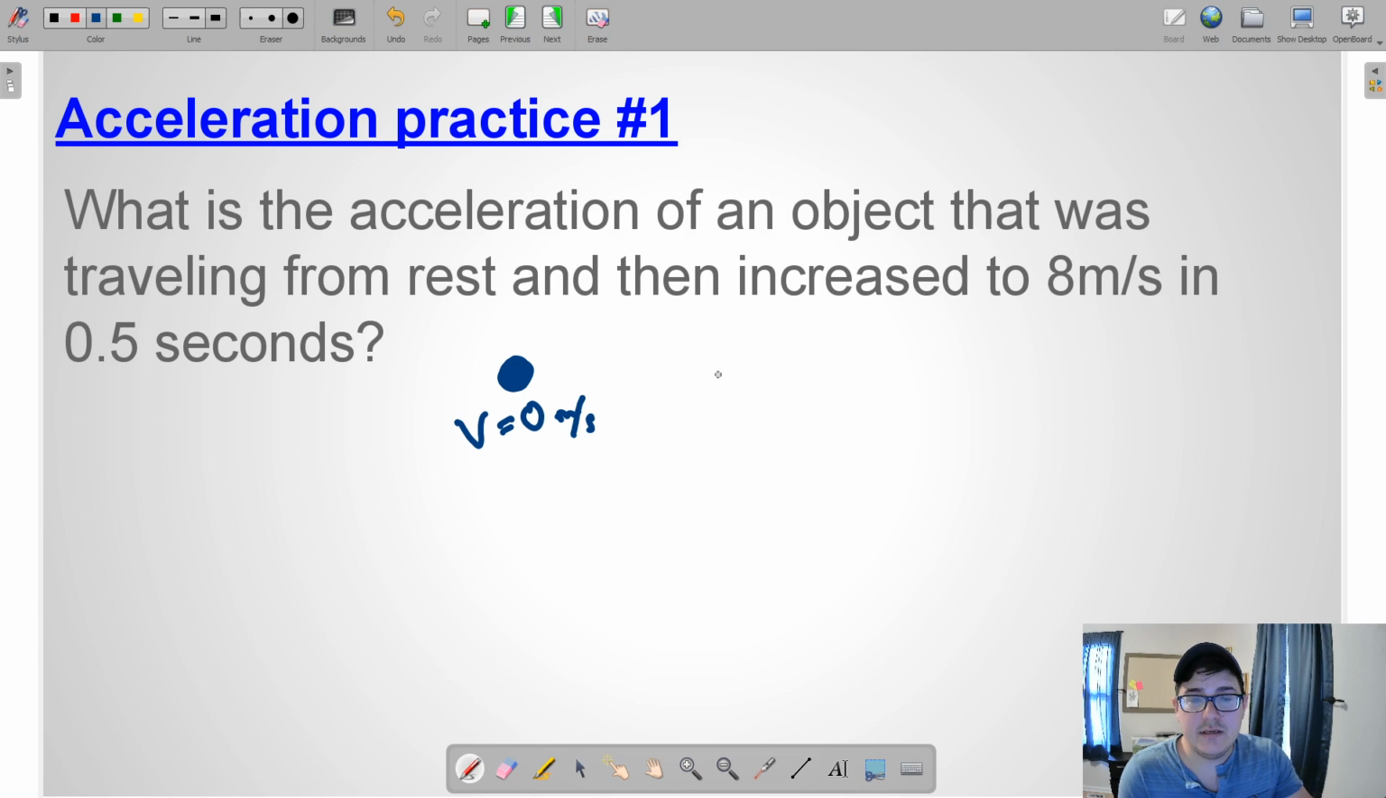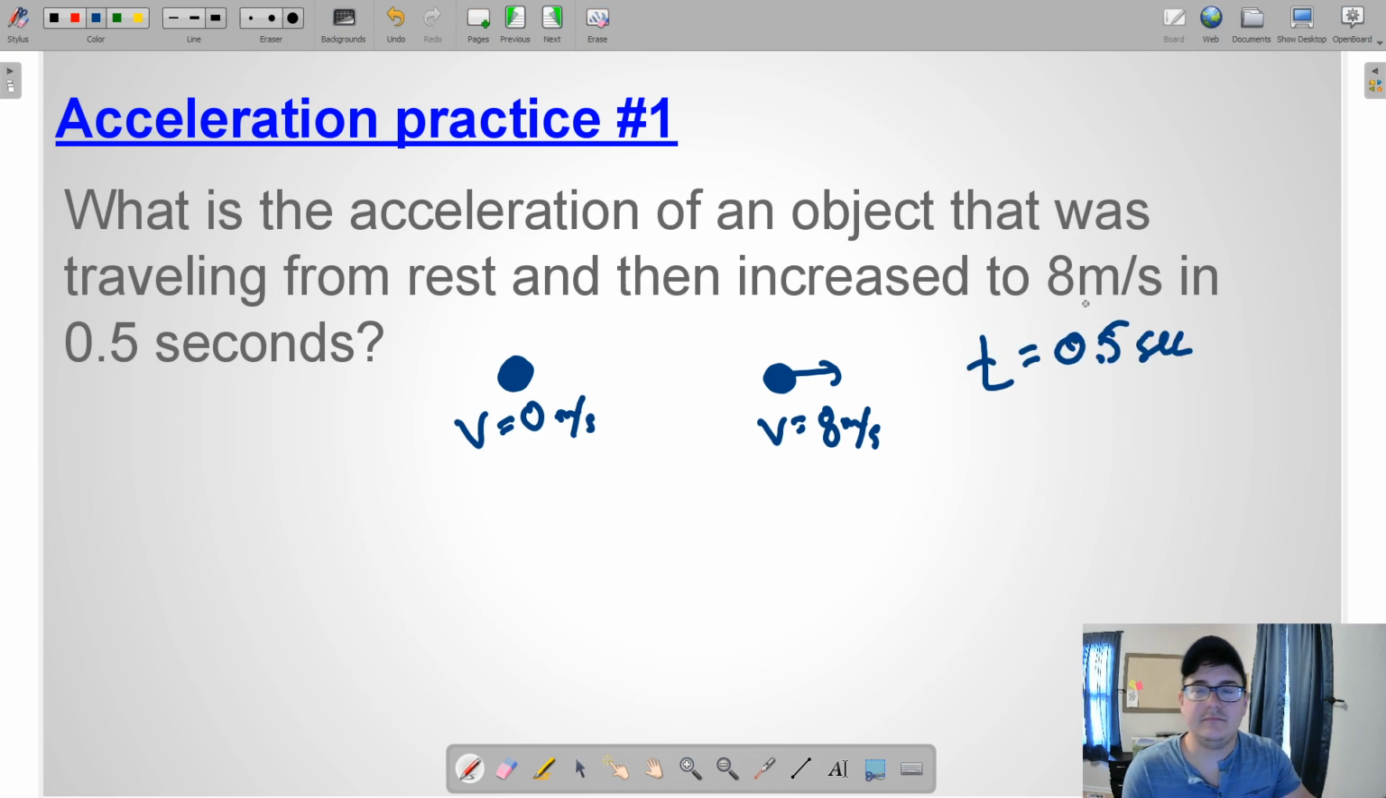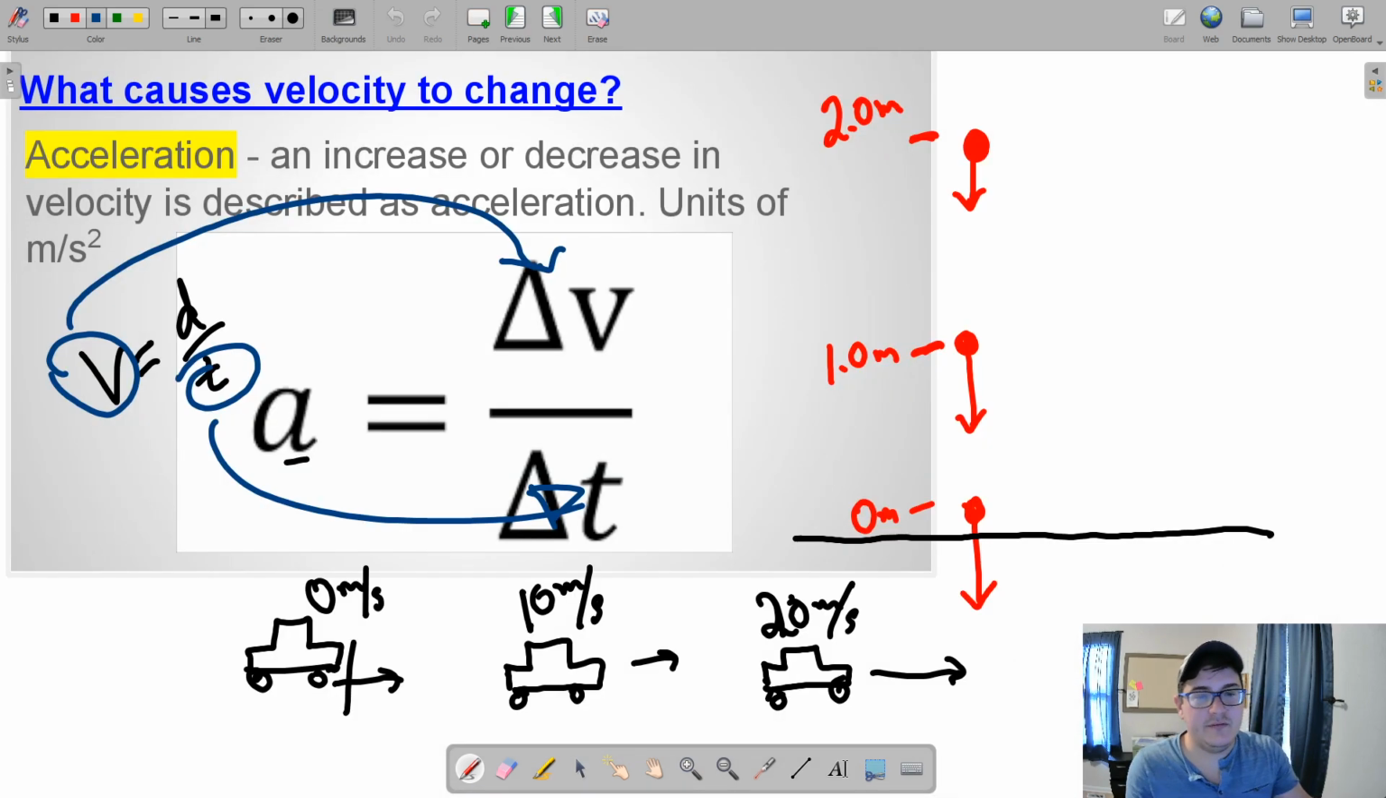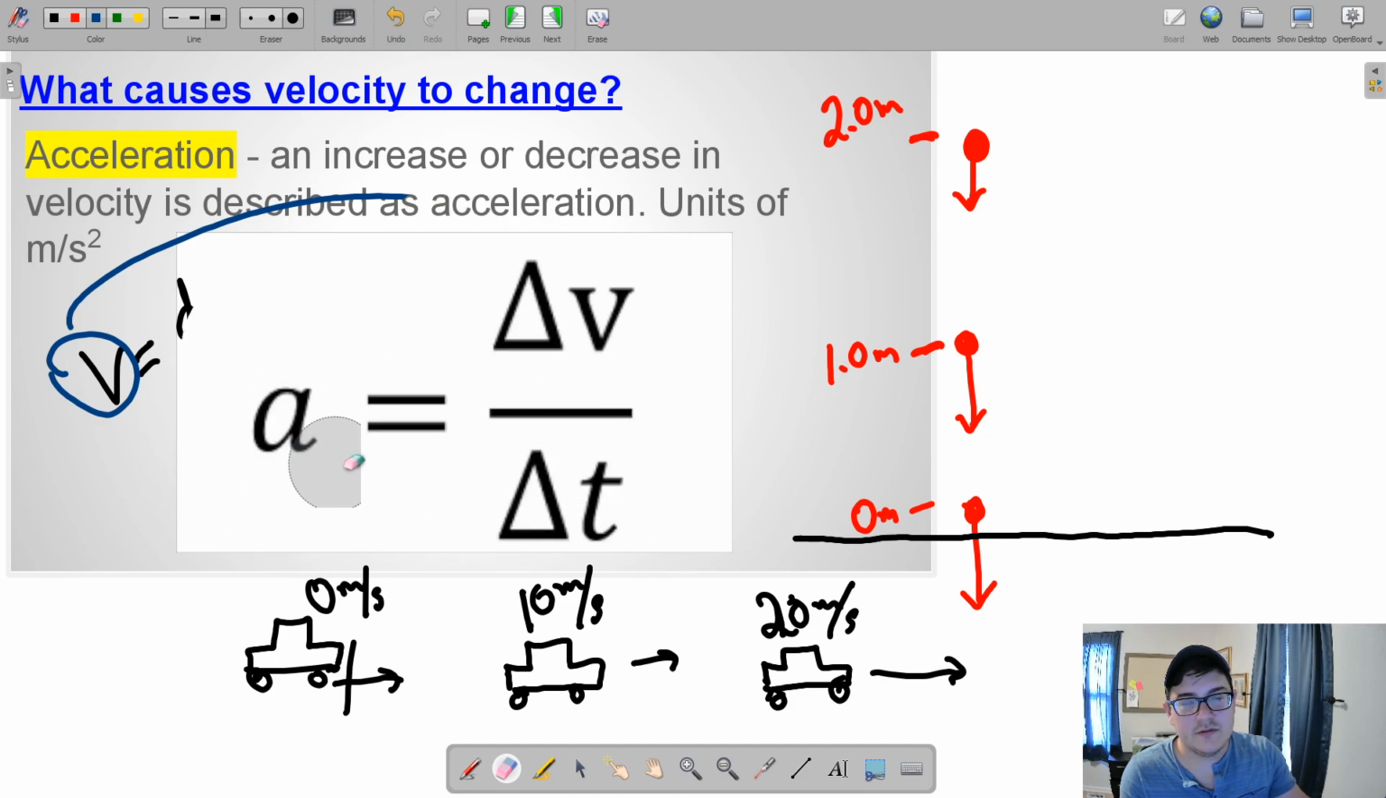And then increased to 8 meters per second. So it was going to the right or it was going up, and then the time interval is 0.5 seconds. How do we then use a formula that we had on that previous slide? What do we do here when it comes to velocity?